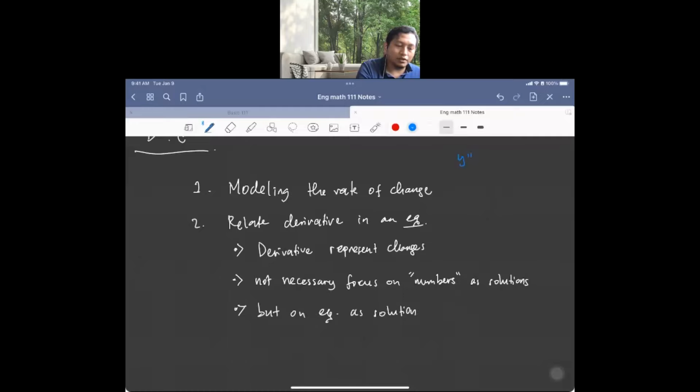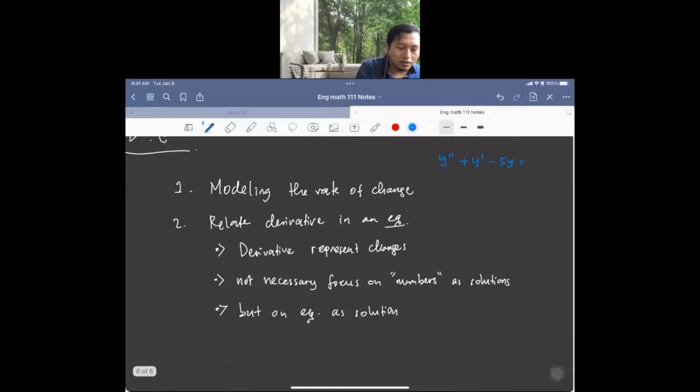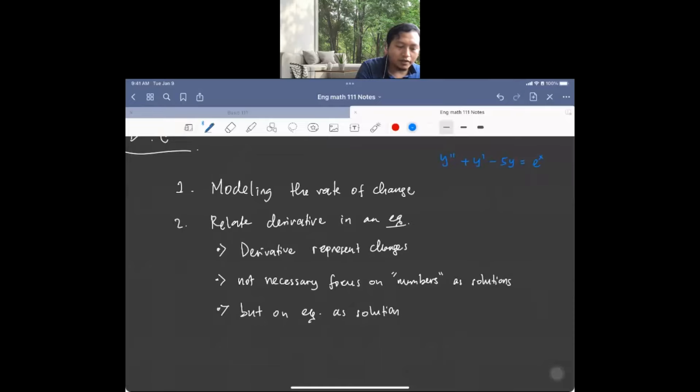For example, if you have y double prime plus y prime minus 5y equal, for example, e to the x. What's the solution? The solution means you need to write what kind of function that, when you derive it to get y prime and y double prime, you can substitute the whole thing into this equation. If that's true, then your solution is correct. Basically that is what we are going to do in the next sections.